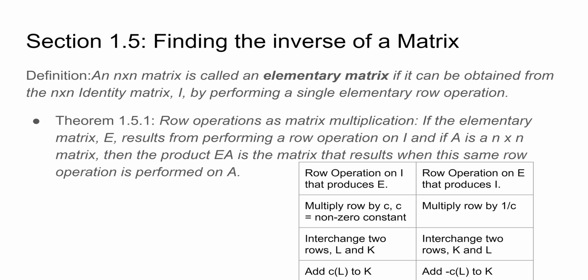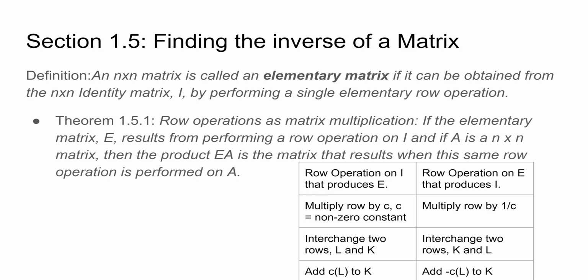So, okay, our first theorem here is row operations as matrix multiplication. If the elementary matrix E results from performing a row operation on I, and if A is an n by n matrix, then the product of E and A is the matrix that results when the same row operation is performed on A.